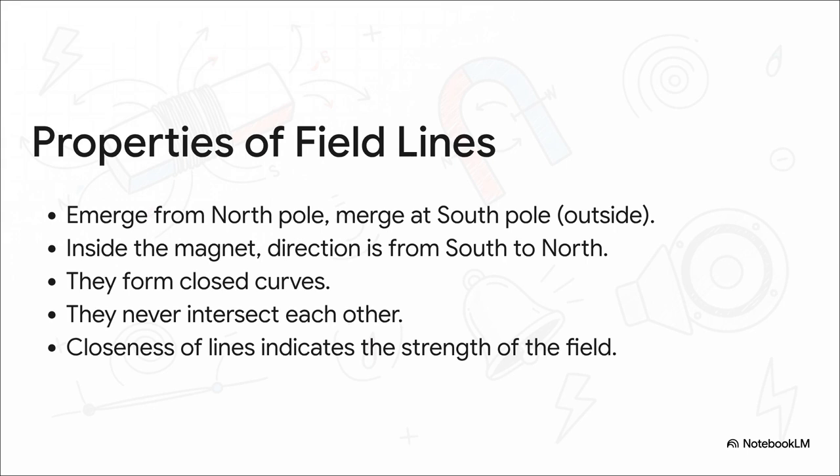This is a very common exam question. First, their direction. Outside the magnet, they always go from the North Pole to the South Pole. But inside the magnet, they travel from south back to north. This means they form continuous, closed curves. That's a key word. Second, and this is very important, they never intersect each other. Why? Because if they did, the compass would have to point in two directions at once, which is simply not possible. And finally, the strength. Where the lines are crowded together, the field is strong. Where they are far apart, the field is weak. So, in short, these properties tell us everything about the field.